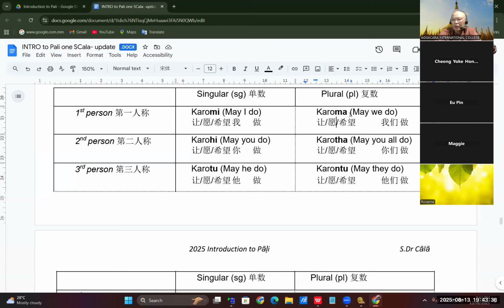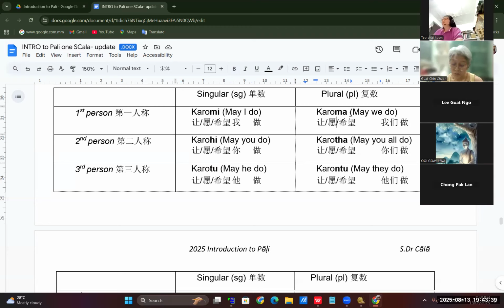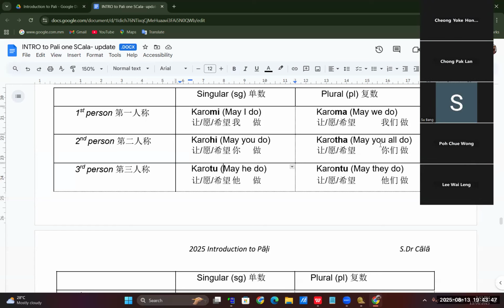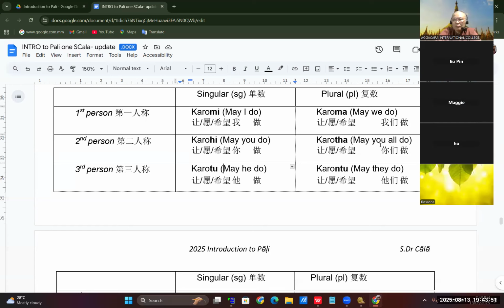Okay. We invite a new student to lead. Maggie, can you read the Pali, Maggie? Karotu, karontu, karohi, karotha, karomi, karoma. Okay. What is karohi? The meaning of karohi?